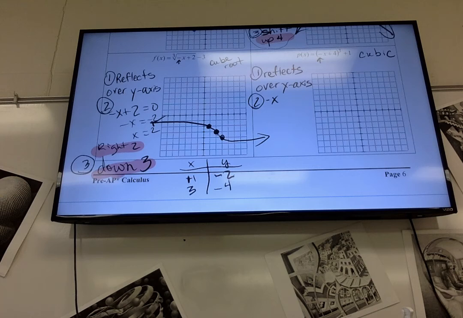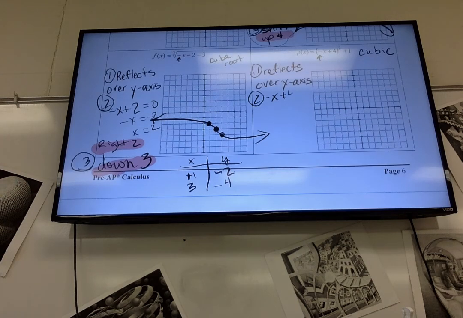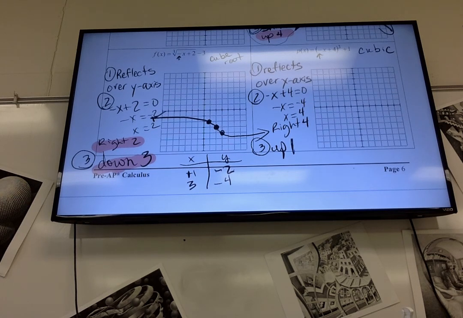So I take what's inside. Negative x plus 4 equals 0. So negative x equals negative 4, so x is 4. So to the right 4. And then the plus 1 just means up 1. So we go right 4 and up 1.